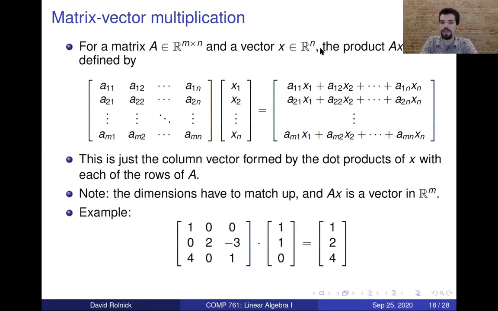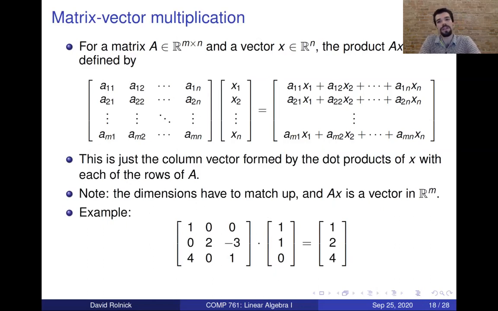Here is an example of matrix multiplication. If you take this matrix and multiply it by this vector, 1, 1, 0, dot 1, 0, 0, that is 1 times 1 plus 1 times 0 plus 0 times 0, which is equal to 1. If you dot this with the second row, you get 2 because the first and third entries cancel out. And likewise with the third row. So that's an example of a matrix vector product.